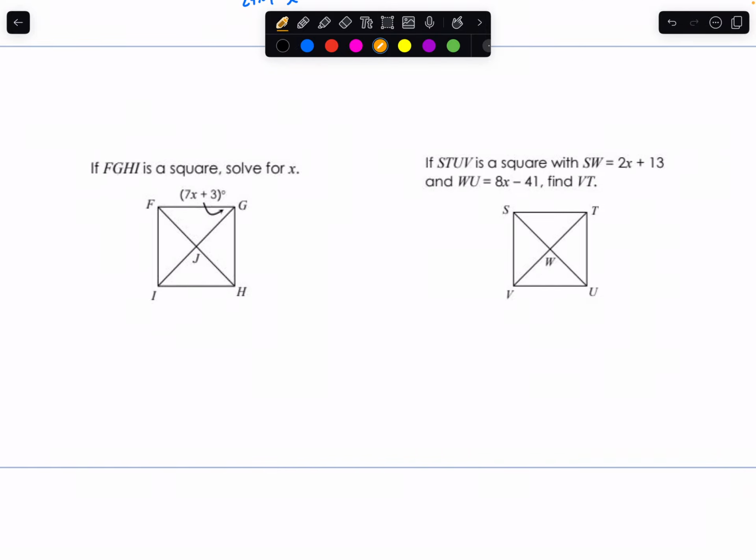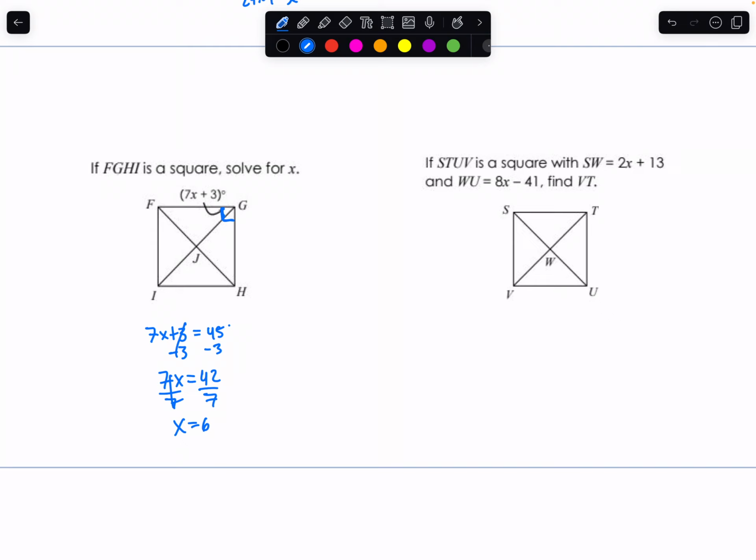So as you can see here, now we can set up equations with variables, right? Our first scenario, we're given the angle here is 7x plus 3. Since this angle is a 90-degree angle and it's going to get cut in half, I know 7x plus 3 should equal 45 degrees. And then I can solve for x. Move 3 over. 7x equals 42. And when you divide by 7, you get x equals 6.